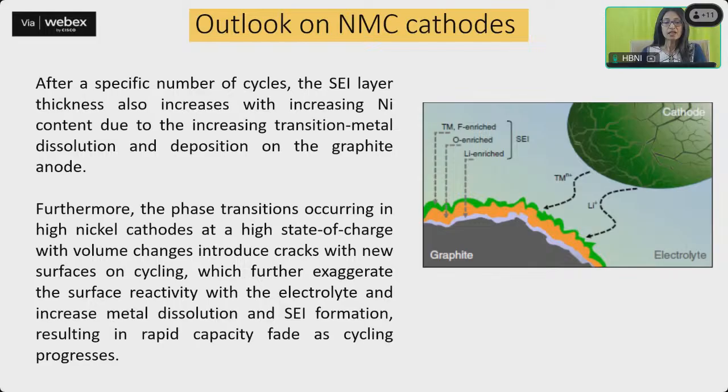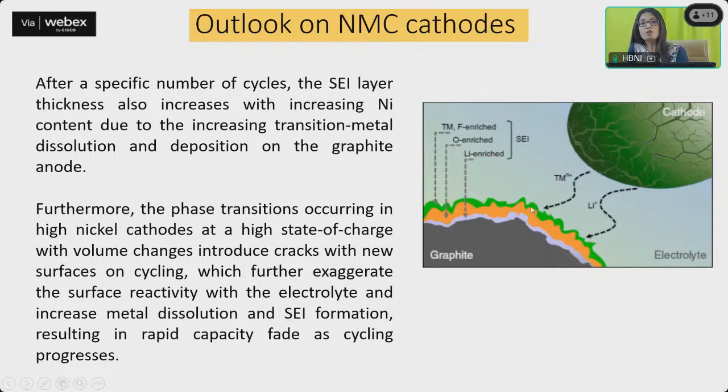If you look into this particular thing, from the cathode you see the movement of the transition metal ions. You also see the lithium ions moving. So what is happening on the graphite when you have this SEI layer formation? You have something which is transition metal and fluoride enriched. Why fluoride? Because you have PVDF, which is the binder material that is used. You also have LiPF6, which is the salt material in your electrolyte. Then you have something which is oxygen enriched. You also have something which is lithium enriched.